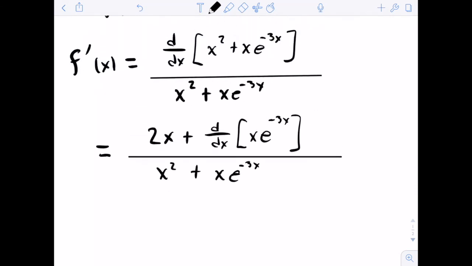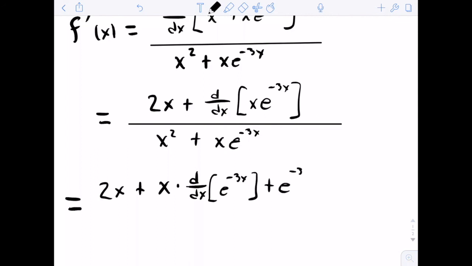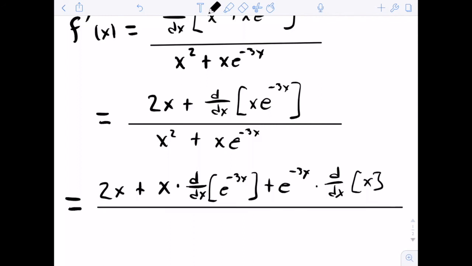The only thing we have left to do is take the derivative of x times e to the negative 3x. This is just two functions being multiplied by one another, an x and an e to the negative 3x, so we'll use the product rule. What does the product rule say? We've got the 2x, and then the product rule says first times the derivative of the second plus second times the derivative of the first. And then this is all divided by x squared plus x e to the negative 3x.